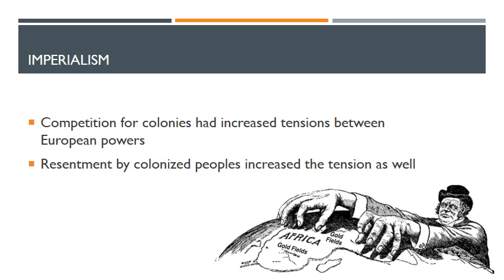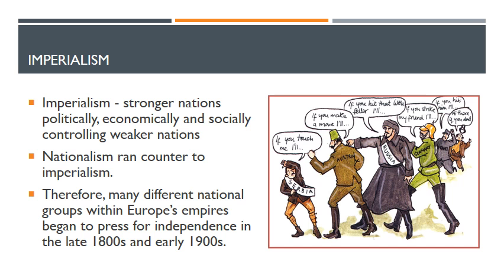And competition for colonies as well as within Europe had significantly increased the tensions between European countries. Additionally, colonized people resented their status and sought their independence. This also increases the tension. As a reminder, imperialism is when stronger nations politically, economically, and socially control weaker nations. Or as we put it earlier, effectively, it's a large country bullying smaller countries. Nationalism, this idea that you wanted to rule yourself, kind of was the opposite. So the smaller countries wanted to rule themselves.